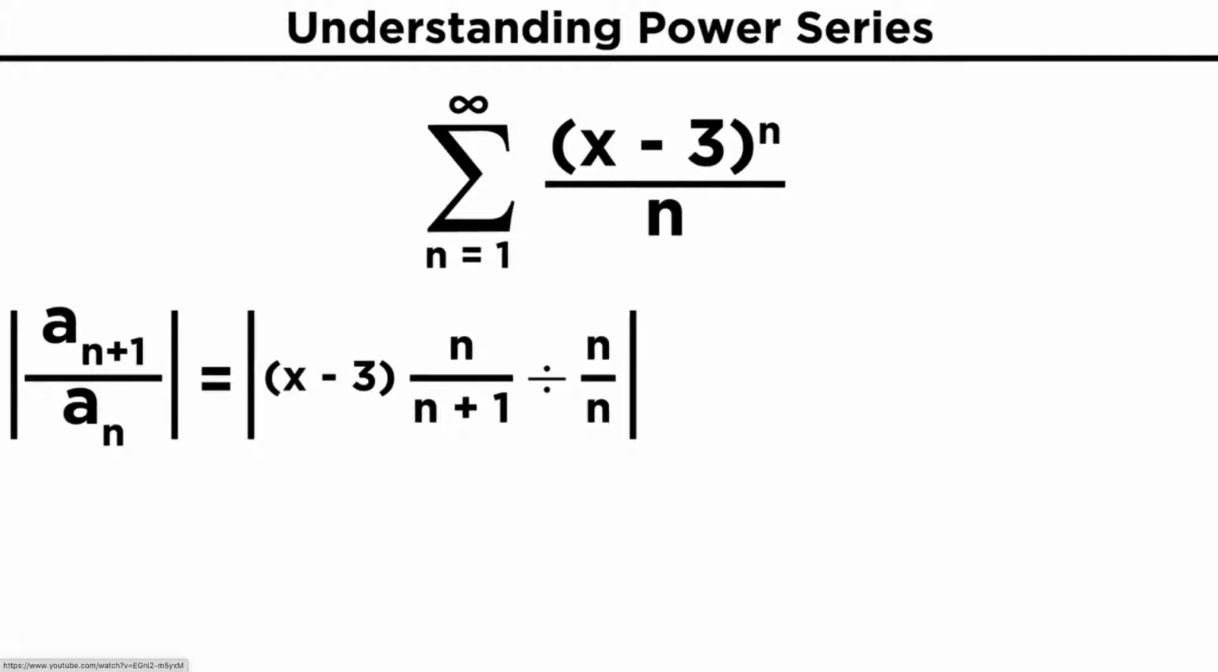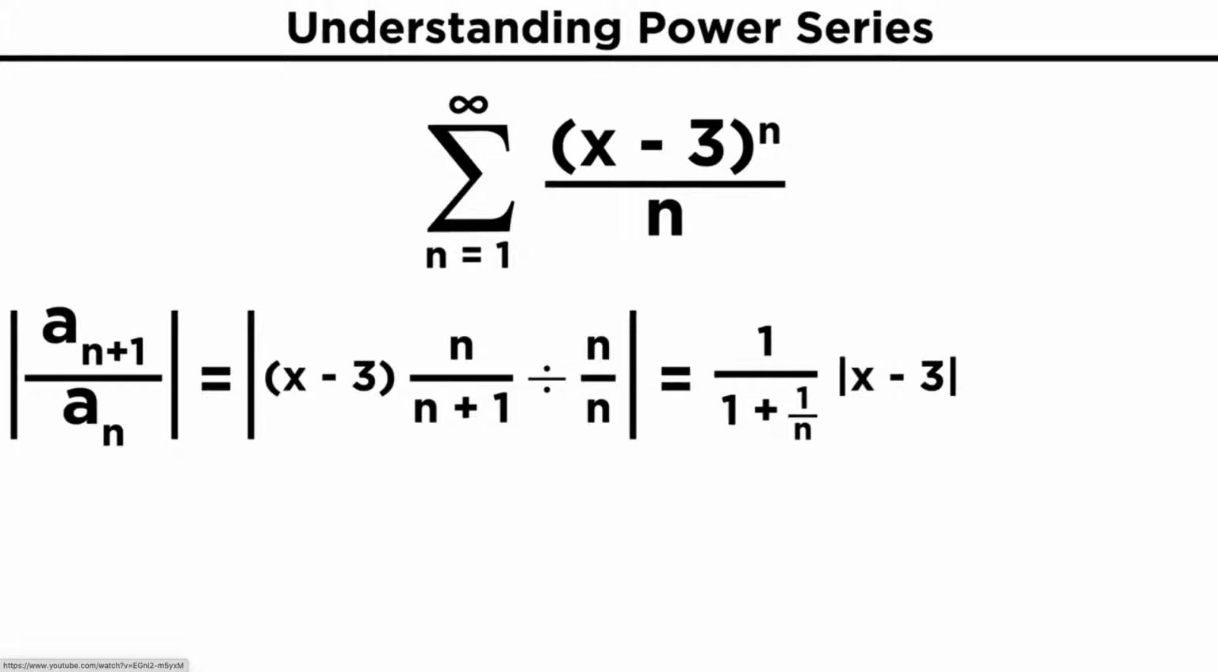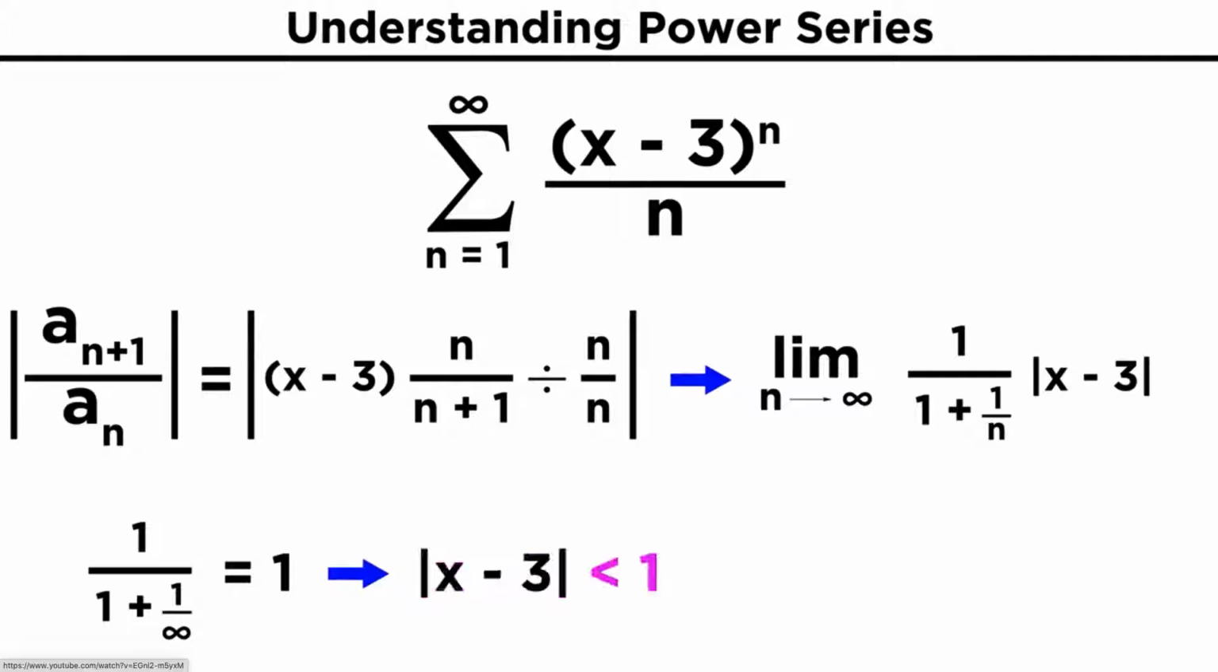Now let's divide this fraction by n to get 1 over the quantity 1 plus 1 over n. As these are all positive, we can pull them out of the absolute value brackets, leaving just x minus 3 in there. Now bringing n up to infinity, this whole part just becomes 1, leaving us with the absolute value of x minus 3. In order to be convergent, this has to be less than 1.